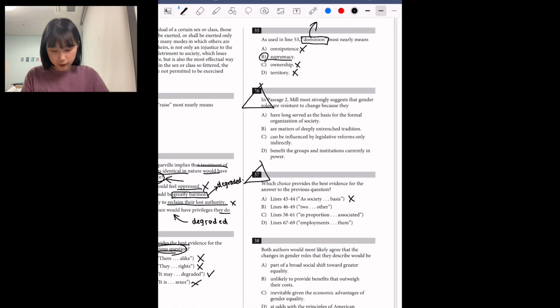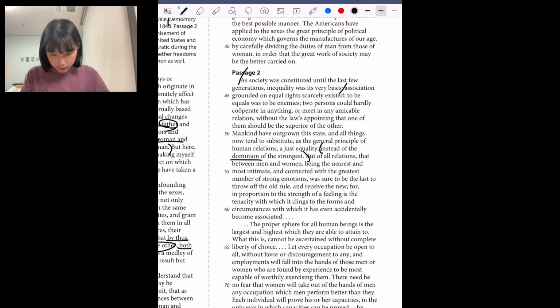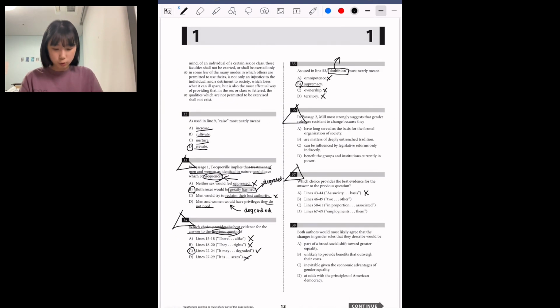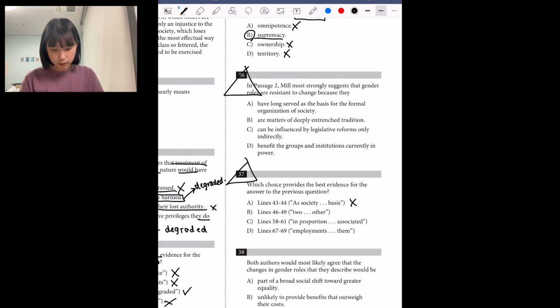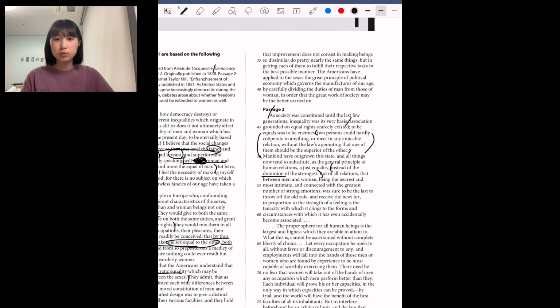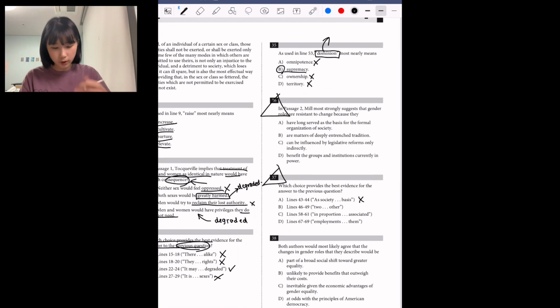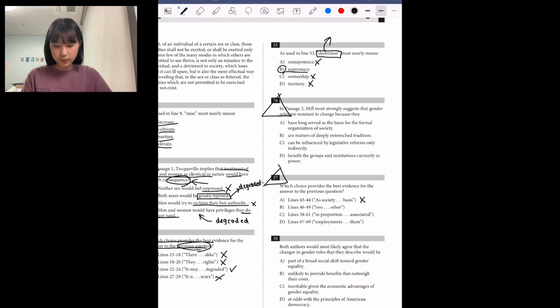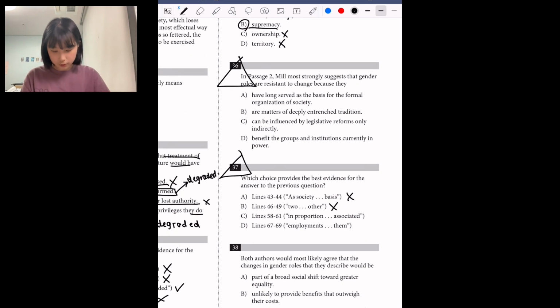And 46 to 49, two persons could hardly cooperate in anything or meet in any amicable relation without the laws appointing that one of them should be the superior of the other. Here, again, it's outlining the situation which the question implies. But again, it's saying that this is a situation, men and women are treated in such a way, they can cooperate, but still it's not telling us the reason for why such a tradition and why such circumstances are not improving over the years and not changing. So 46 and 49 are also not sufficient.